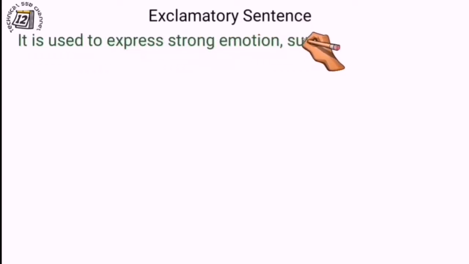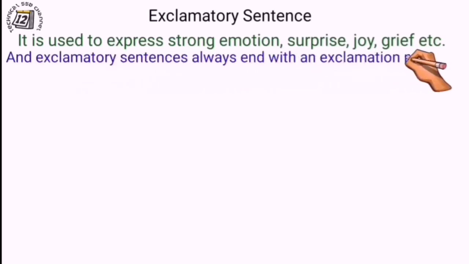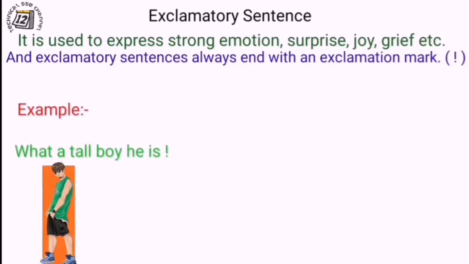Okay? Let's move on. Exclamatory sentence. What is that? An exclamatory sentence is used to express strong emotions, surprise, joy, grief, etc. But don't forget that the exclamatory sentence always ends with an exclamation mark at the end. For example, let's see. What a tall boy he is. It is not a question, okay? But it gives us surprise. That's why at the end of this sentence we put an exclamation mark.